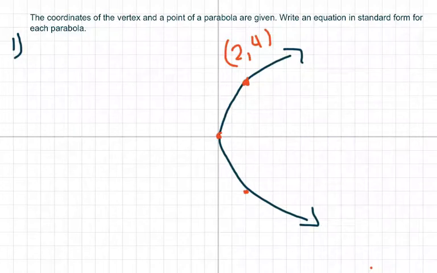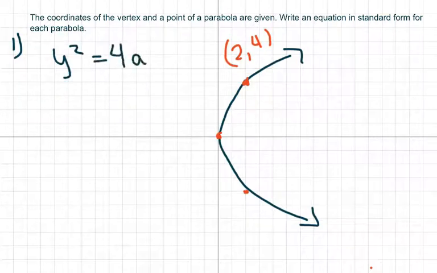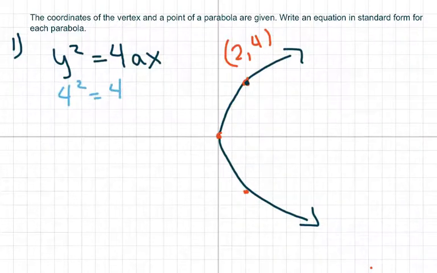But basically, this one is opening to the right and the vertex is at 0, 0, so we have y squared equals 4ax. That's your standard form of the equation. Now all we have to do is figure out a. So I'm going to plug in the point that's been given to me on the parabola. I plug in my x and my y. My y is 4, and my x, I'm going to put the x here and the a outside here.